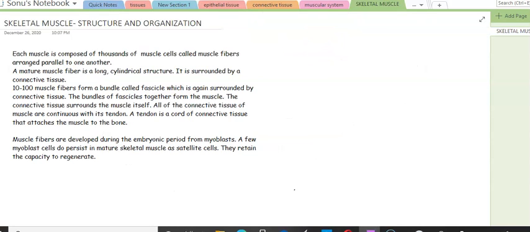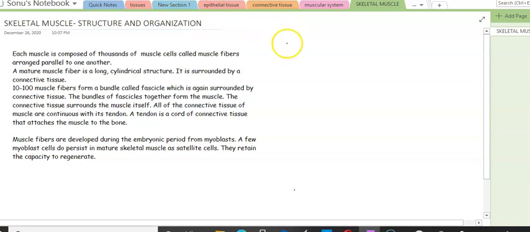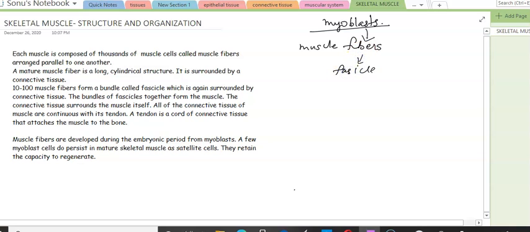Now, from where do these muscle fibers originate? Muscle fibers are all developed during the embryonic period from undifferentiated cells called myoblasts. So these are undifferentiated cells which specialize into muscle fibers, which form the fascicles, and which form the muscles.